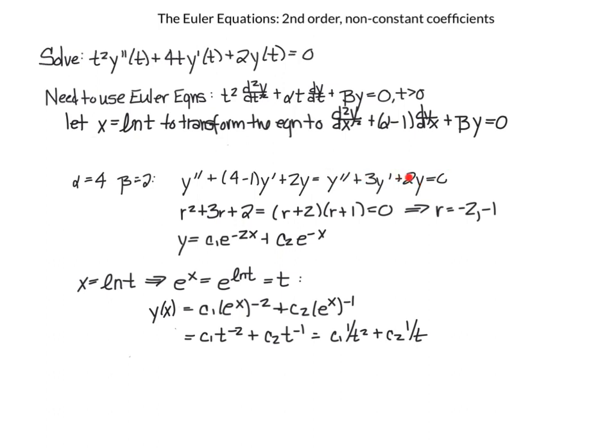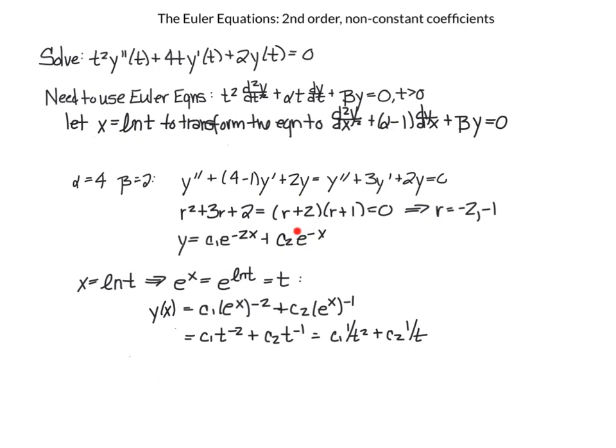So now we have constant coefficients, right? Our coefficients are 1, 3, and 2. So we can write our characteristic equation, r² + 3r + 2 = (r + 2)(r + 1) = 0, which gives us r equal to negative 2 and negative 1. So our solution is c1 e^(-2x) + c2 e^(-x).